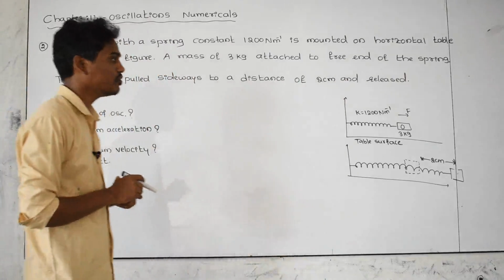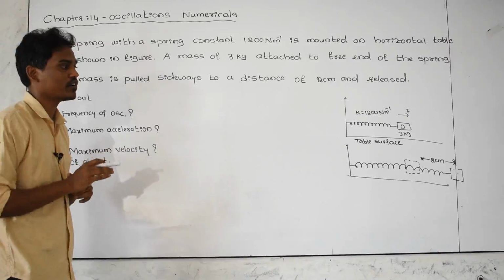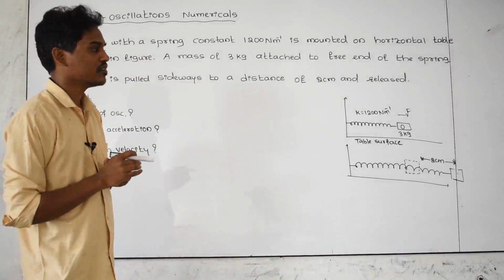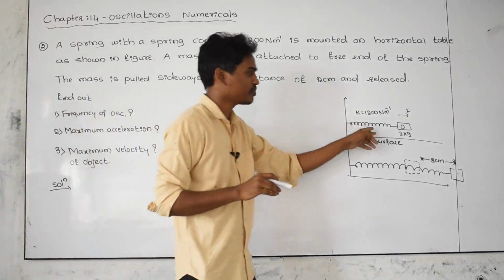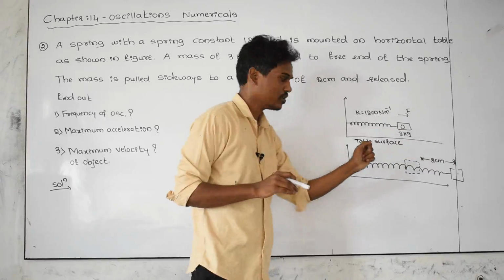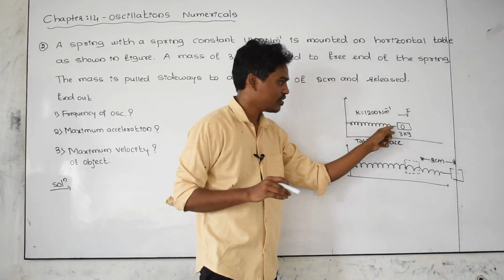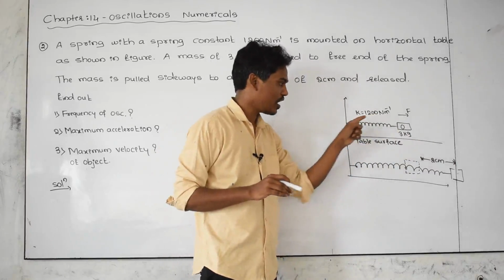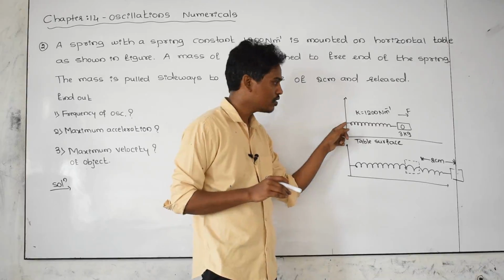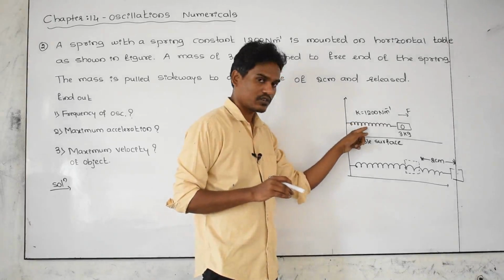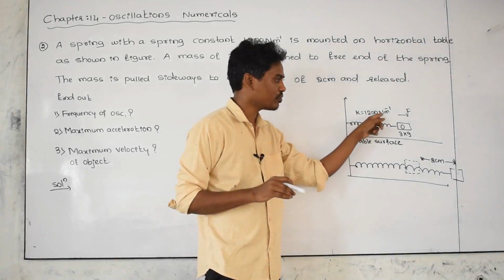What you need to find out? What is the meaning of the question? First you need to understand the diagram. For convenience we have given here. There is a spring. This is a table surface, and this end of the spring is attached to the object, and another end of the spring is attached to the table surface or wall, and the spring constant of this spring is 1200 Newton per meter he has given.